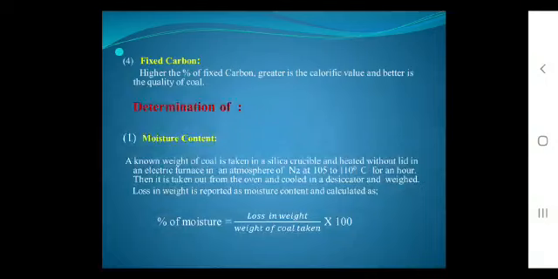After heating for 1 hour, it is taken out from the oven and cooled in a desiccator. Why in a desiccator? To absorb the moisture, because the desiccator contains anhydrous calcium chloride, which removes moisture from the substance. After cooling, it is weighed. Definitely there is loss in weight because moisture is removed, and this loss in weight is reported as moisture content, calculated in the form of percent. Percent of moisture is equal to loss in weight divided by weight of coal taken, whether 1 gram or 2 gram, multiplied by 100.